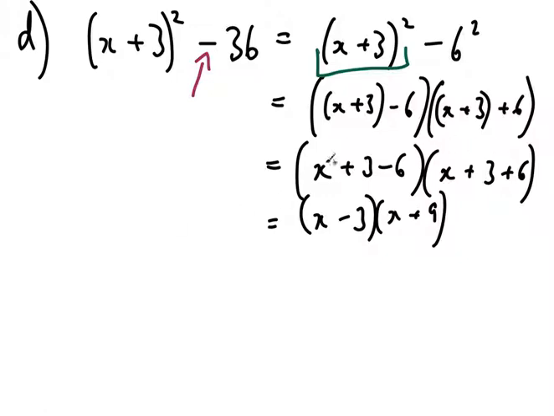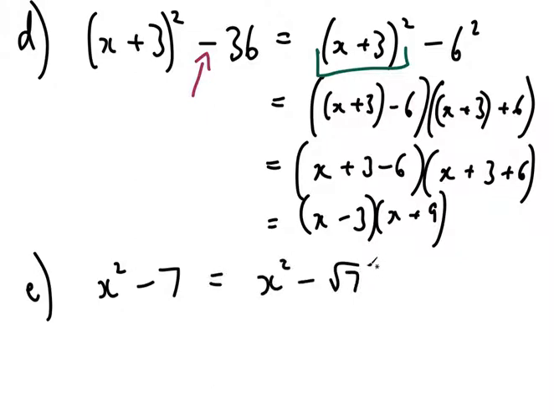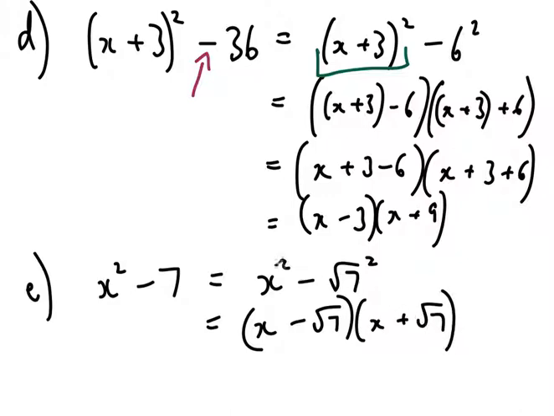Taking on an example E, if I have x squared minus 7, for example, I can say this is equal to x squared minus root 7 squared. Okay, so that's something squared minus something squared again, because root 7 times root 7 is 7. Okay, guys, take your time, do some examples. It will help you out here quite significantly. x minus root 7, x plus root 7. Okay.